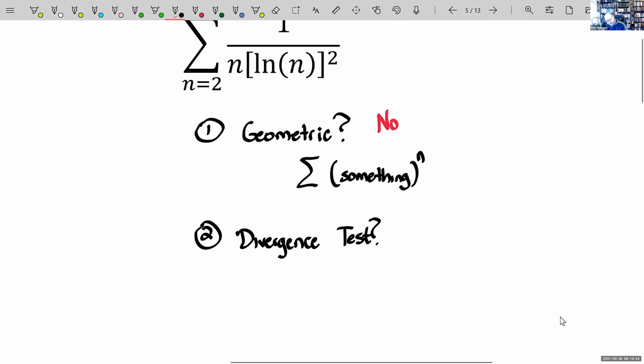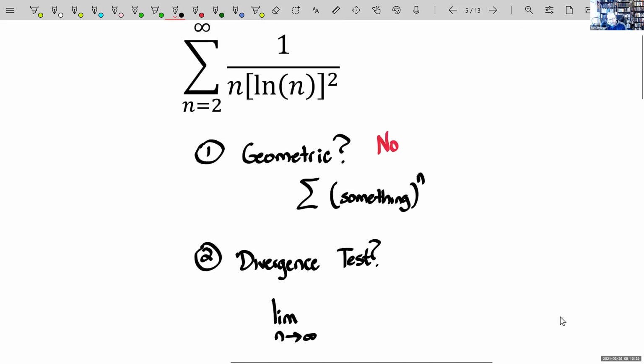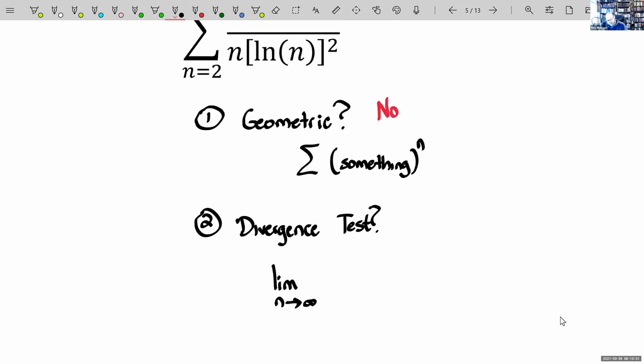The divergence test says, take the limit of the sequence that this series is based upon. The limit as n goes to infinity of 1 over n times the natural log of n, quantity squared. Well, we know very easily that as n goes to infinity, that is 0. And because that limit is 0, the divergence test says nothing. I'm going to write this: it's inconclusive.